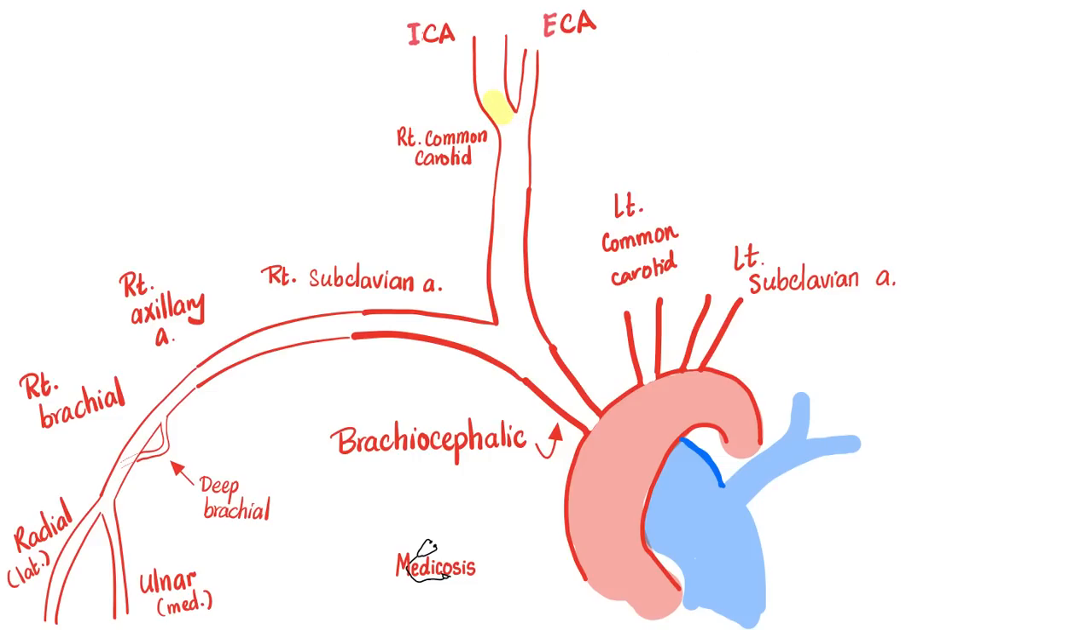At the bifurcation of the common carotid into external and internal, we see the carotid sinus. Carotid sinus contains baroreceptors. The carotid body contains chemoreceptors. Both the baroreceptors and the chemoreceptors in the carotid sinus are supplied by the glossopharyngeal nerve, which is the 9th cranial nerve. However, the chemoreceptors and baroreceptors in the aortic arch are supplied by vagus, because the vagus nerve comes close to the aortic arch before it remembers to give its recurrent laryngeal nerve.